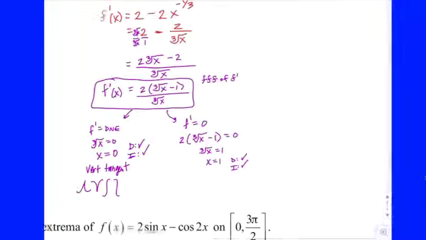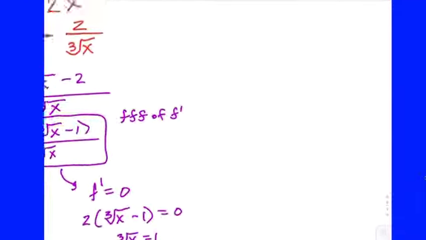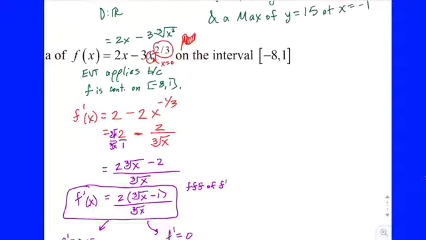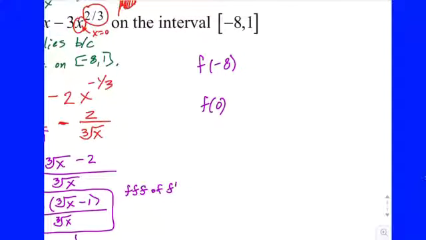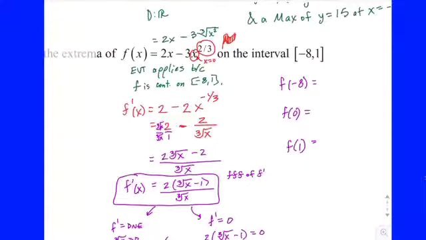All right, so let's play Extrema. We got f of -8. We have one critical value on the interior. That was 0. So f of 0. And then f of 1 and f of 1. Do we need to compute it twice? Nah. All right, here we go.